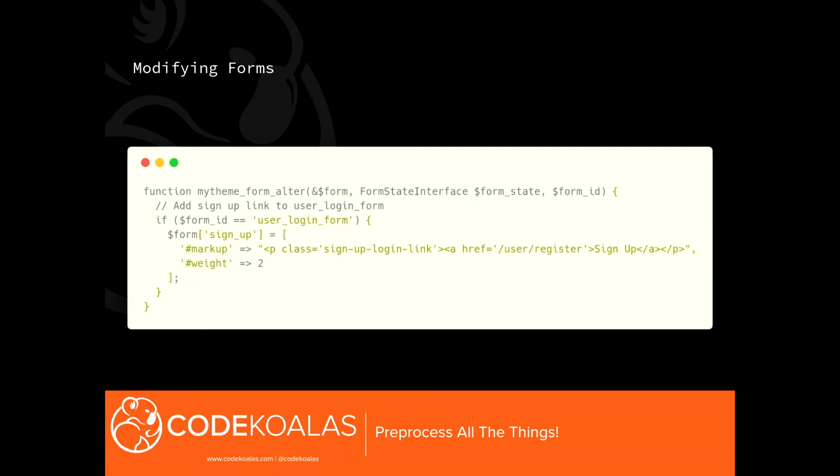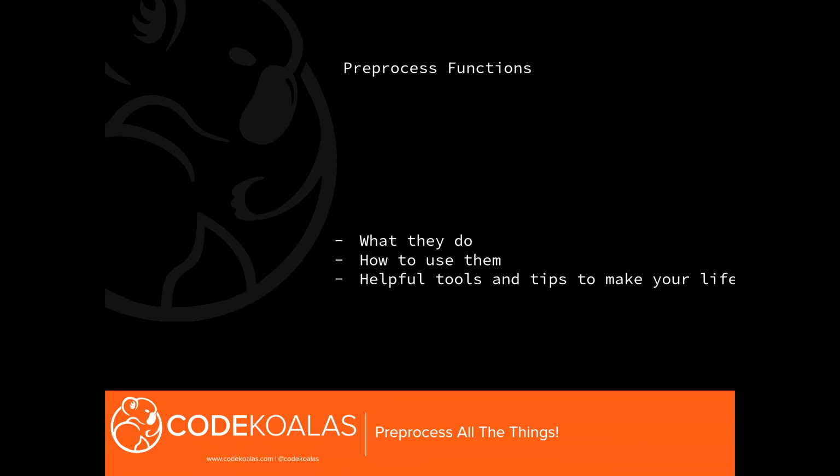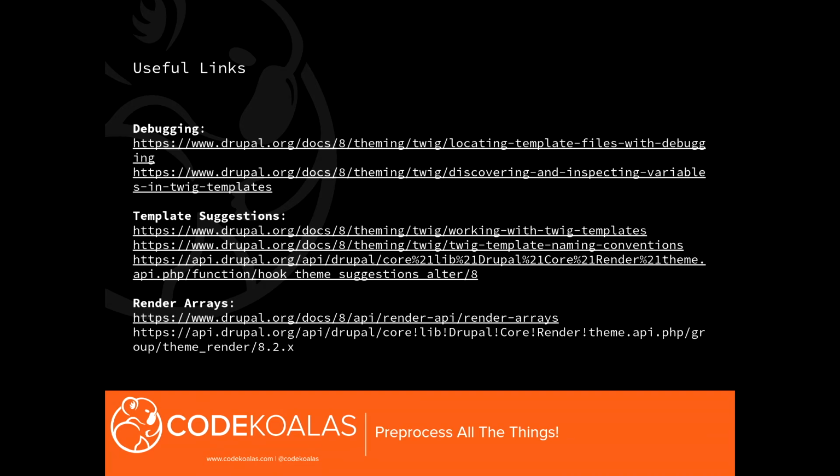Form alters are fun too, just because you can change how they render on the page, how they look, and how they act. So today we've talked about preprocess functions, what they do, how to use them, and helpful tools and tips to make your life better. On this last page, if you want to write those down, you can.